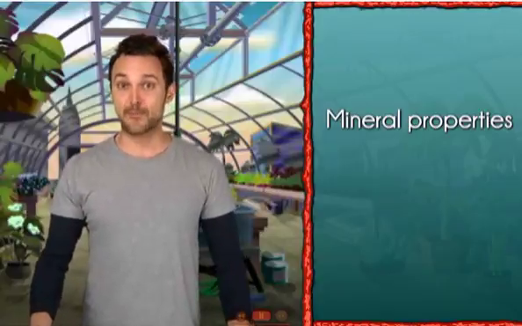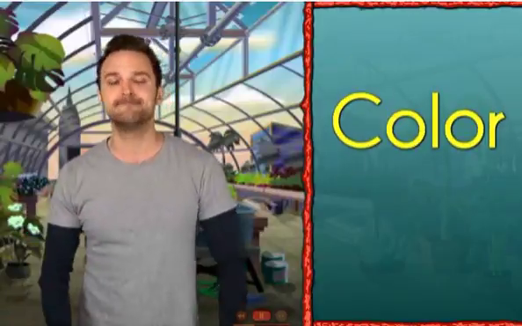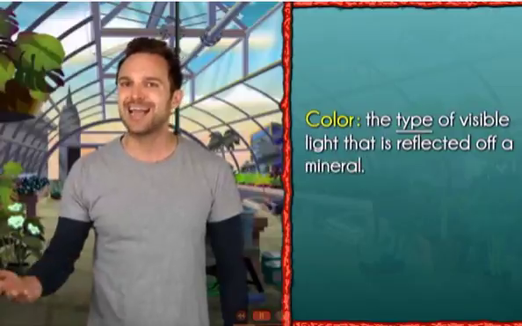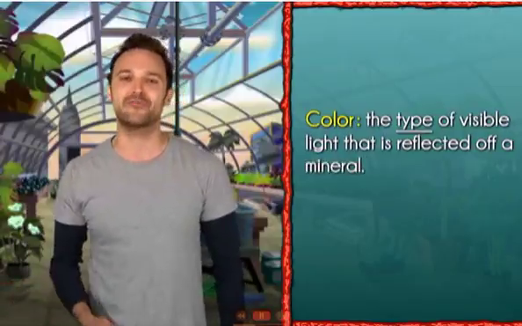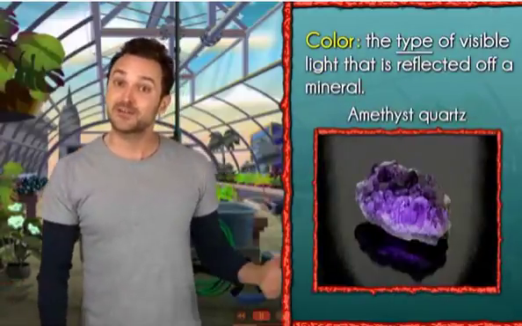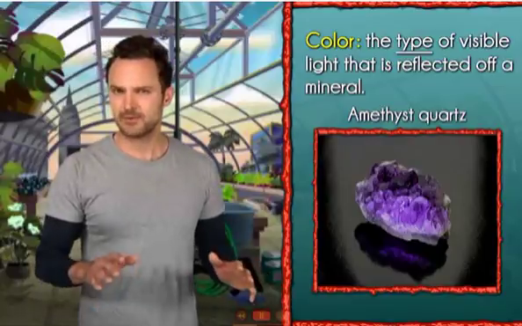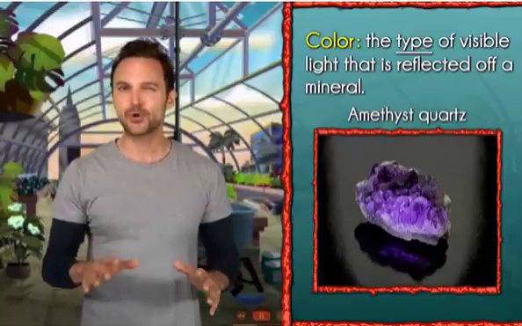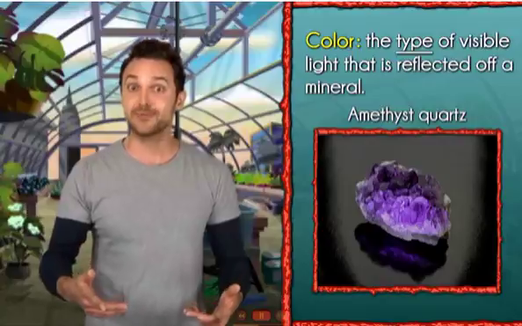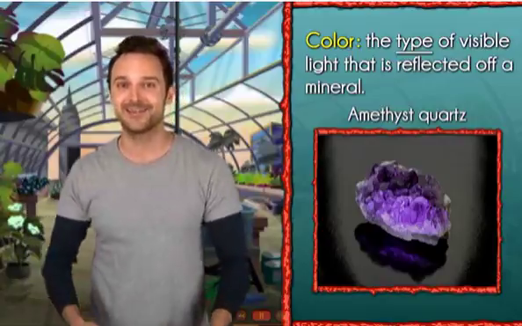The most obvious property would probably be a mineral's color. A mineral's color is really just the type of visible light reflected off it. For example, here's a piece of amethyst quartz. Notice how it has this very distinctive purple color. That means it reflects purple light.